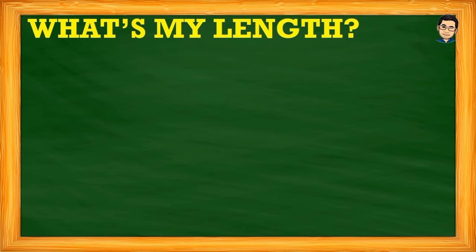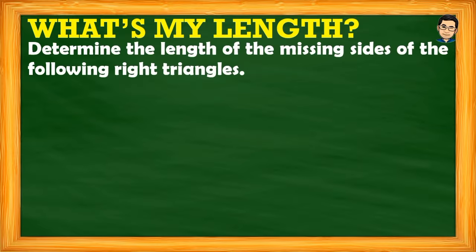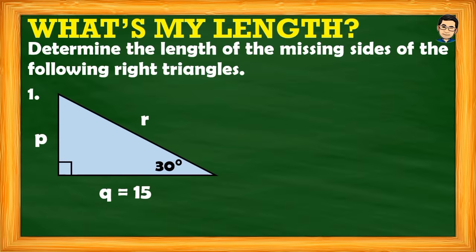So let us now move on to an activity. So yung activity natin is, what's my length? Okay. So determine the length of the sides of the following right triangles. So applied pa rin po dito syempre yung ating discussion kanina, yung 30, 60, 90, and then 45, 45, 90. So una muna, number 1. So ayan. What is the value of P and R?